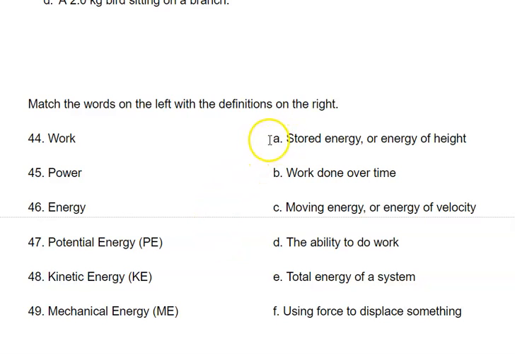Of these terms, which one matches A, stored energy, or the energy of height? B, work done over time. C, moving energy, or energy of velocity. D, the ability to do work. E, the total energy of a system. F, using force to displace something.